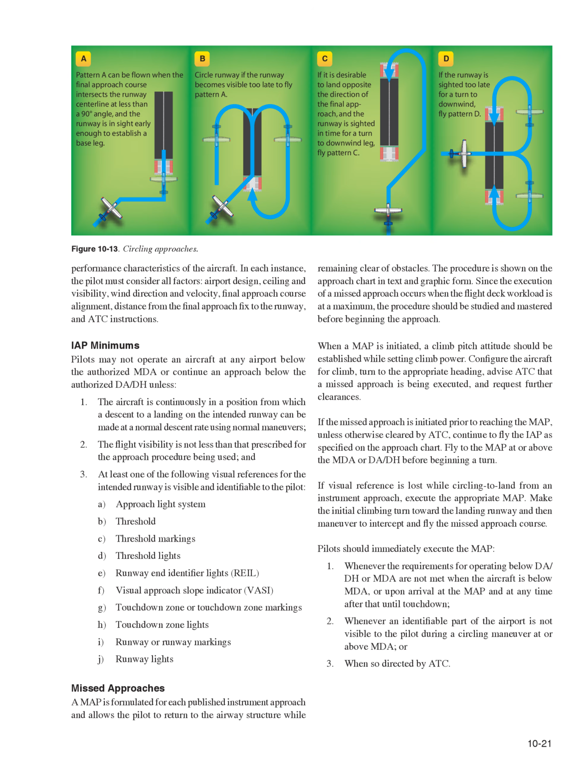When a MAP is initiated, a climb pitch attitude should be established while setting climb power. Configure the aircraft for climb, turn to the appropriate heading, advise ATC that a missed approach is being executed, and request further clearances. If the missed approach is initiated prior to reaching the MAP, unless otherwise cleared by ATC, continue to fly the IAP as specified on the approach chart.